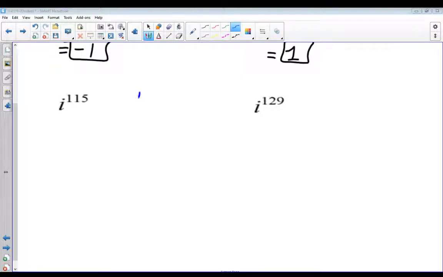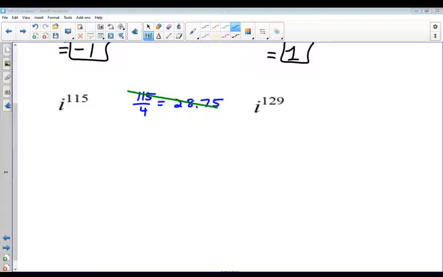So in other words, let's take 115 divided by 4, and let's see if that divides evenly. So 115 divided by 4 gives us 28.75. Yeah, 115 is not going to be a multiple of 4. So then what do we do now? How can we figure out this problem without having to count the i1 all the way to 115?